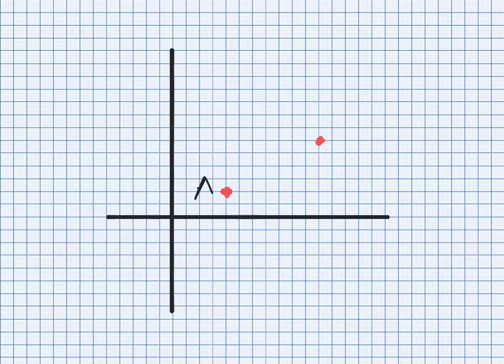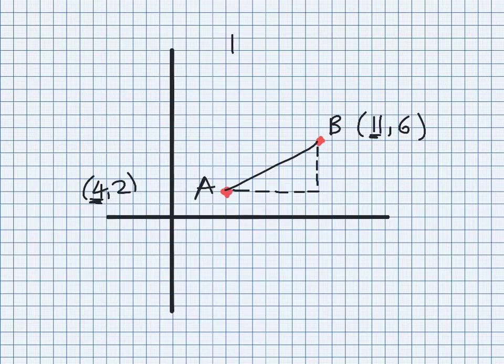Now, this is point A and this is point B. So A has coordinates 4, 2 and B has coordinates 11, 6. Join the points up. Draw in our right angle triangle. So this time we're going to use the values instead of counting to work out the distances. So 11 minus 4 is equal to 7. That's my horizontal distance, AC. Next, looking at the vertical distance, it's going to be 6 minus 2, which is 4.